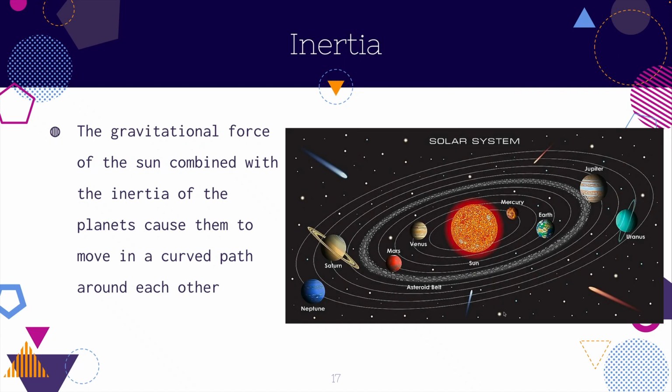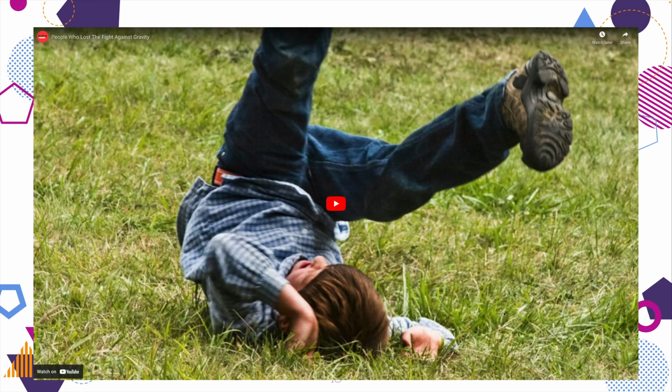Inertia. The gravitational force of the sun combined with the inertia of the planets cause them to move in a curved path around each other, as you can see illustrated in the picture in front of you. Pause this video and watch the video in front of you. I'm sure you'll enjoy seeing how gravity has affected all the people here.